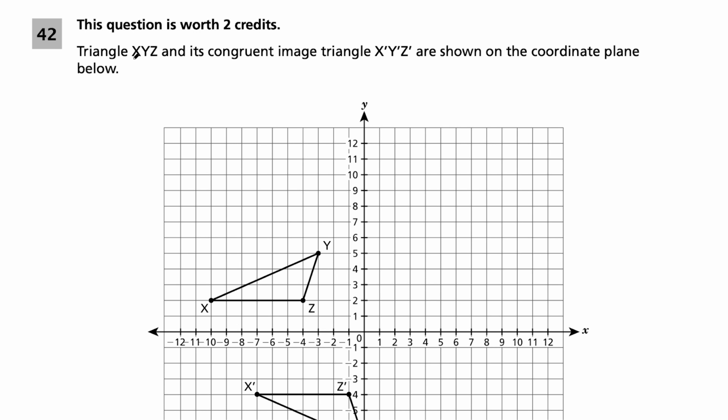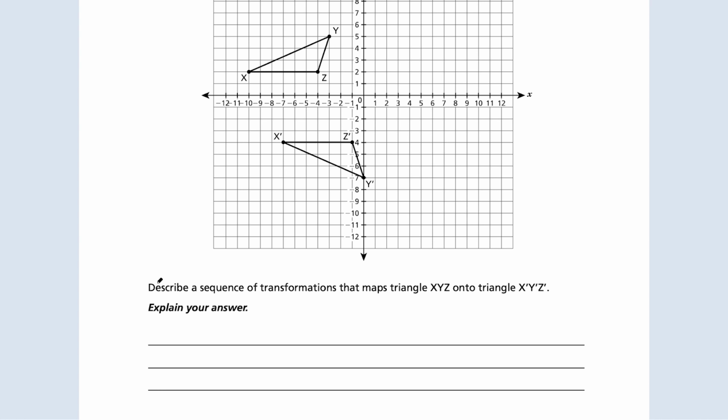Question 42, we have triangle XYZ and its congruent image, triangle X prime, Y prime, Z prime, shown on the coordinate plane below. So now for the actual question, we need to describe a sequence of transformations that maps triangle XYZ onto triangle X prime, Y prime, Z prime, and we need to explain our answer.